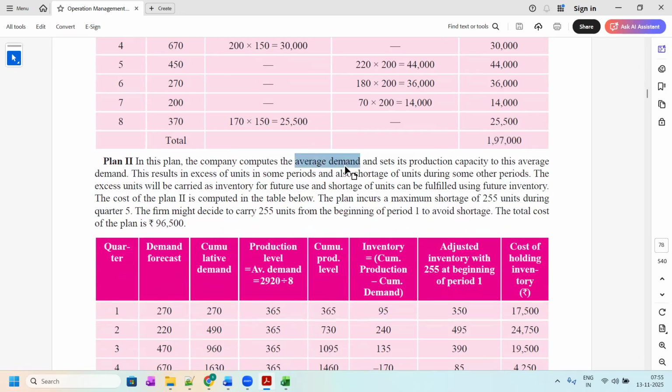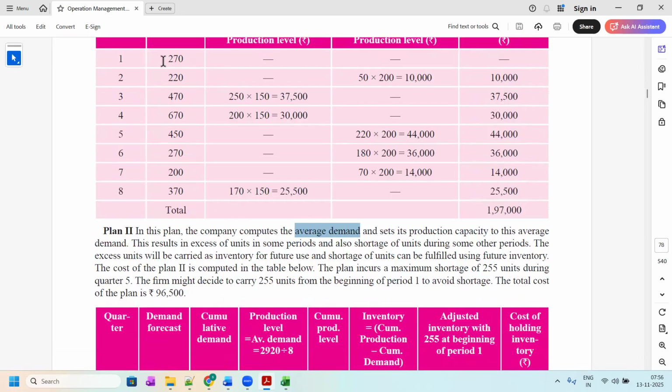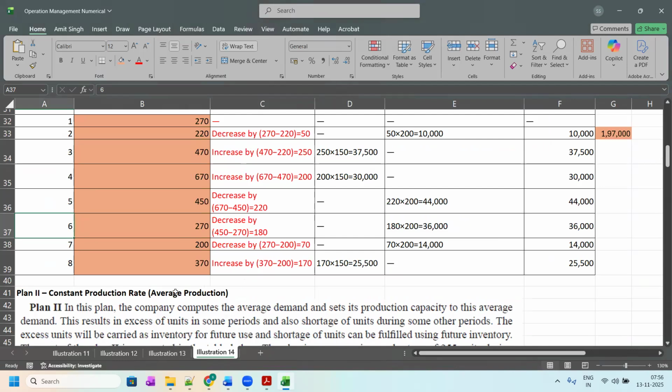So what is plan 2? In plan 2, the company is not going to produce according to the demand during that time. Instead, the company will compute the average demand. Average demand means for 8 quarters you have the demand. So what is the demand for the 8 quarters? This is the demand. Then can you find the average? Yes, divide this by 8. What is the average demand? The average demand you got is 365.